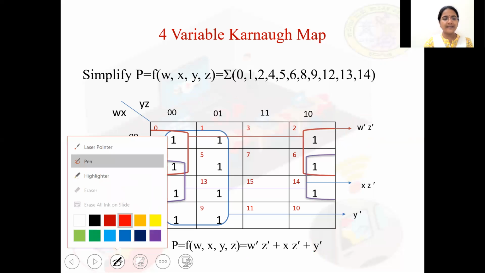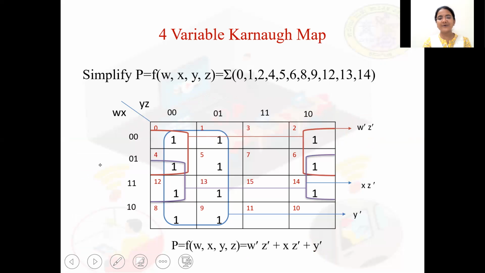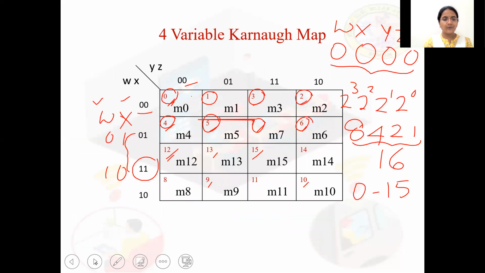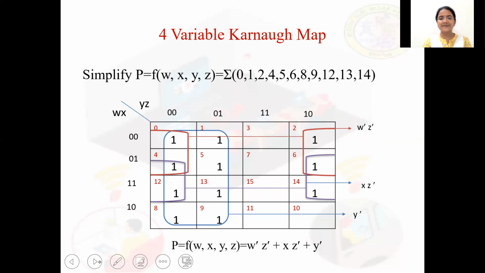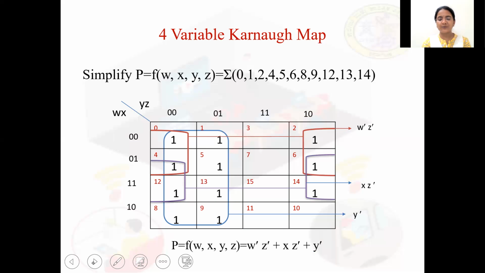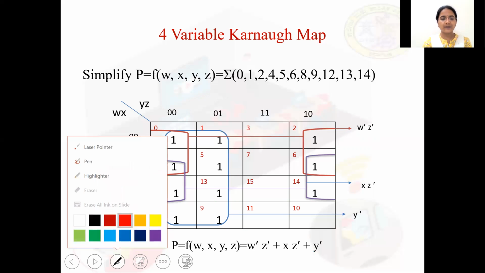Next, which min term is left over? Min term 14 is left over. Min term 14 is left. Now, here this min term 14, if you are grouping it as a pair, you will get an extra variable here. Okay, 3 variables you will get. You can eliminate only 1 variable if you are making it as a pair. Okay, this min term 14.